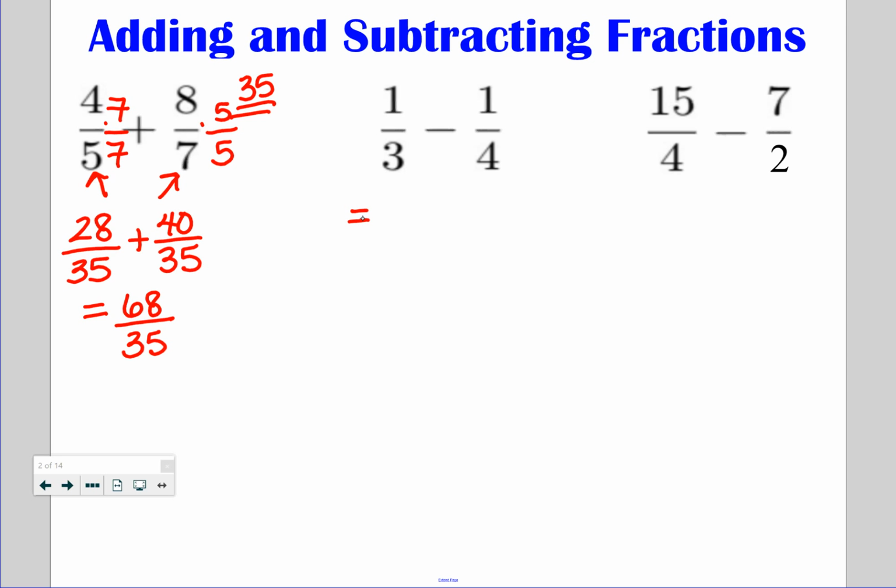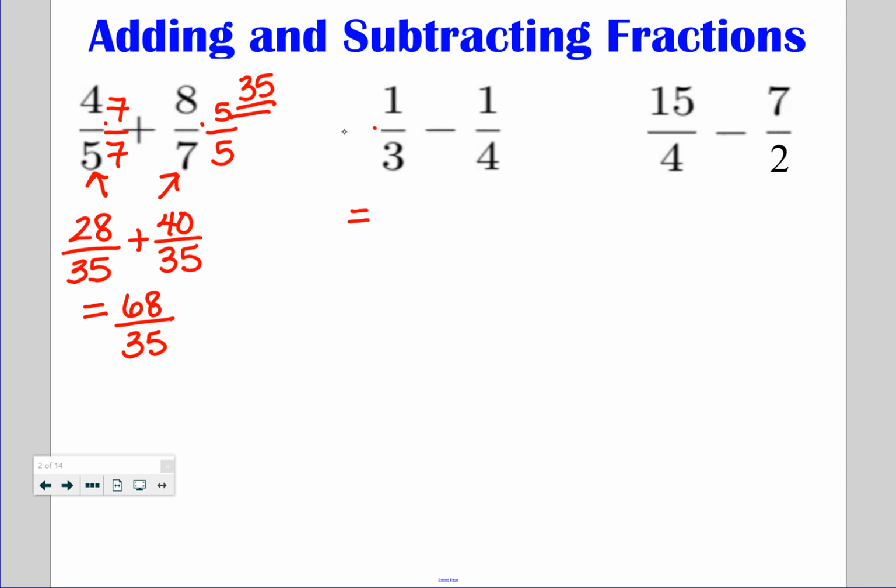I have 1/3 minus 1/4. Again, we need a common denominator to do this calculation. The smallest number that 3 and 4 both divide evenly into is 12. Other numbers that you could use are 24, 48, but that means you'll have to simplify your fraction more at the end. So choosing the smallest number is going to save you work.